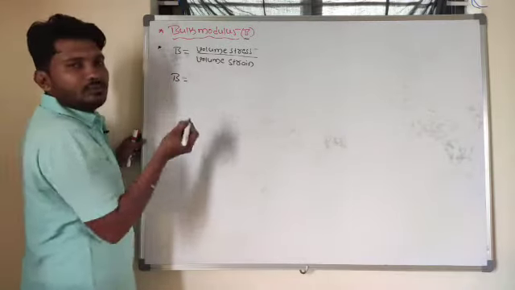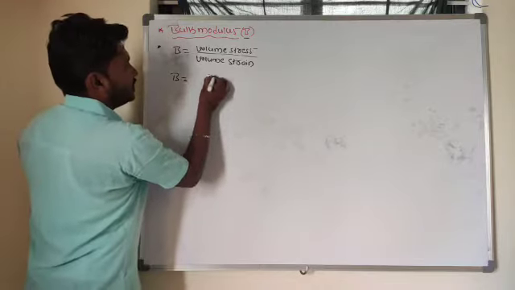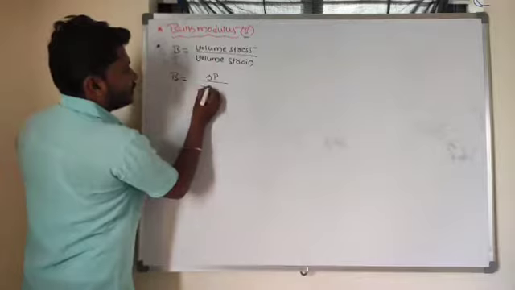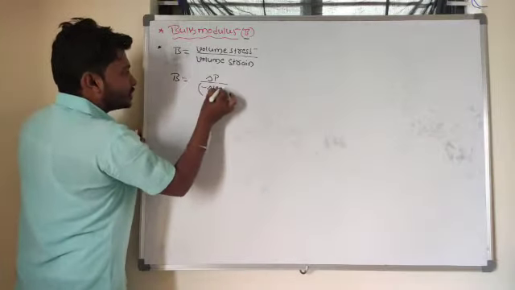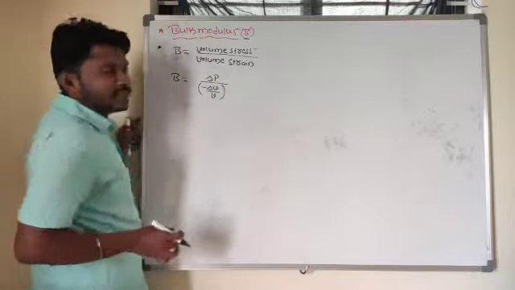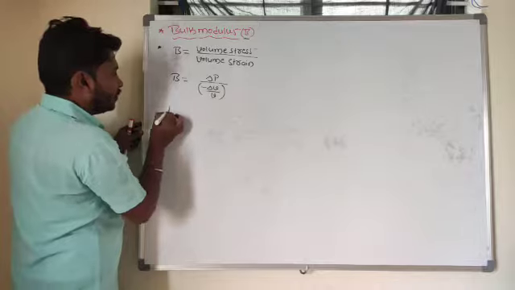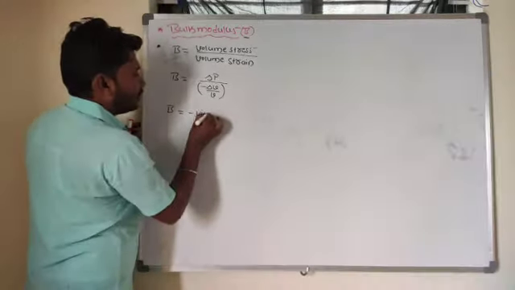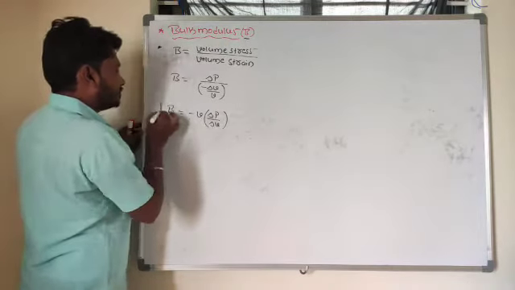Volume stress is nothing but delta P, the change in pressure. Volume strain means the change in volume to the original volume. So I can rearrange this equation as B = minus V into delta P divided by delta V. This is about the bulk modulus.